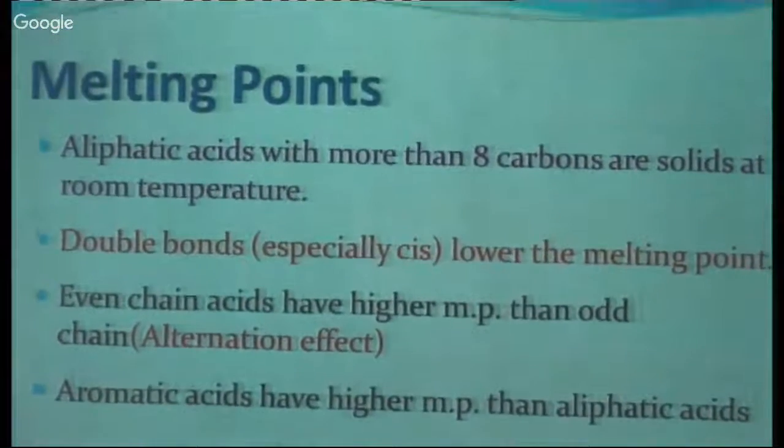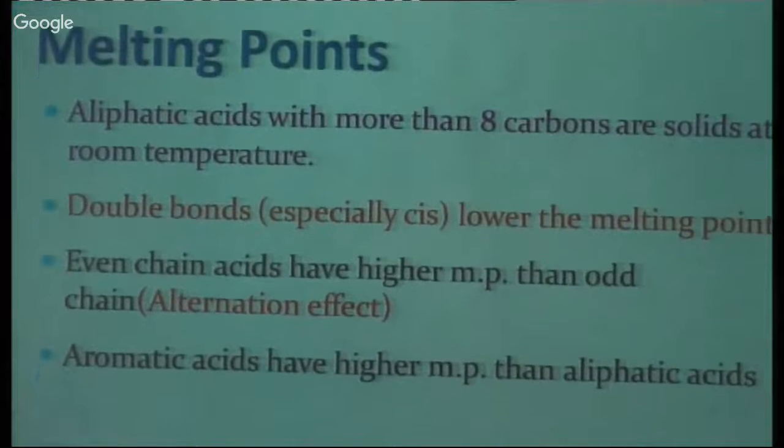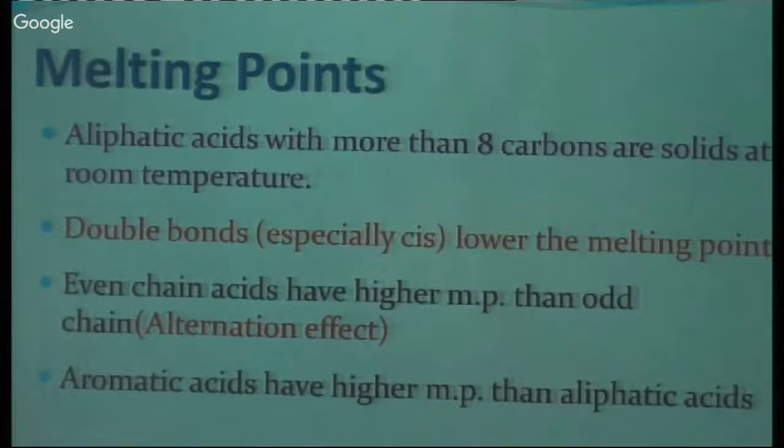Okay. The third very important thing is you find that the melting point of aromatic carboxylic acids is higher than those of aliphatic carboxylic acids. Again, because the benzene ring is planar, it fits better in the crystal lattice. Because it fits better in the crystal lattice, again, stronger intermolecular forces of attraction. Because of stronger intermolecular forces of attraction, higher melting points. Okay, so aromatic acids have higher melting points than the aliphatic acids.